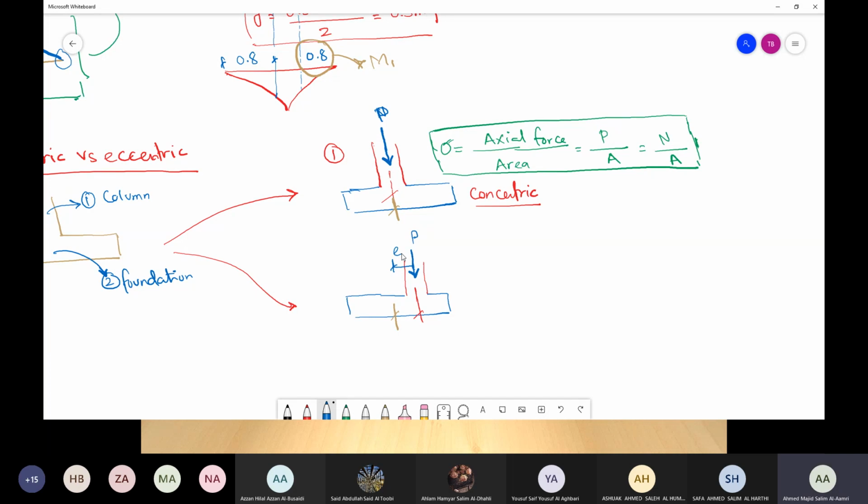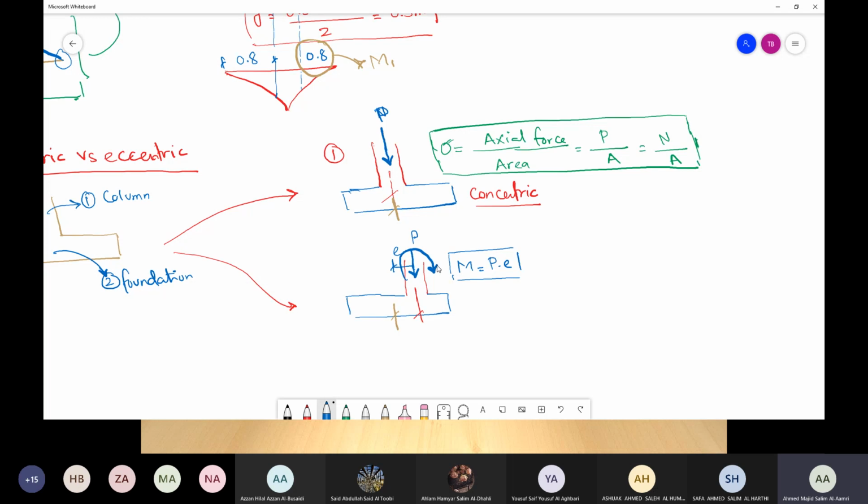Do you remember the couples, where now we are going to have one moment which is equal to P into E. So now we don't have only a bending or an axial force, but we also have a moment which is caused by the fact that my loading is not at the center. My loading is at a certain side.